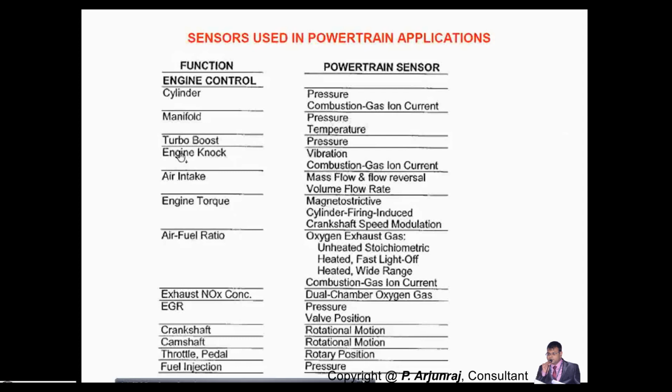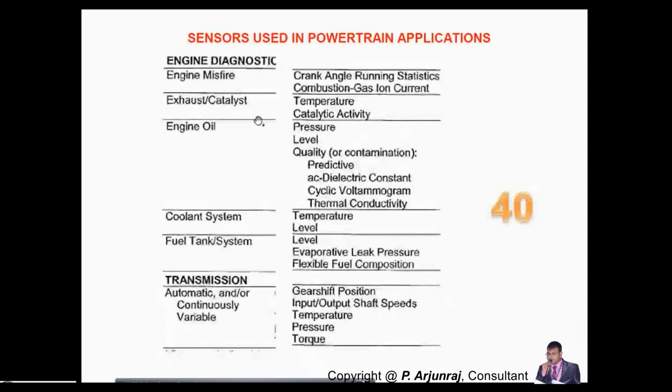So you have different sensors for the individual applications. For the throttle body, you have the throttle position sensor, where you have the rotary position sensor. In the case of the fuel injection system, you have the pressure sensor to measure the fuel injection pressure. We have also seen some of the on-board diagnostics, catalyst, oil as well. And to measure the fuel tank quantity, you have the fuel gauge sensor. All these are very important sensors that are used in engine applications.